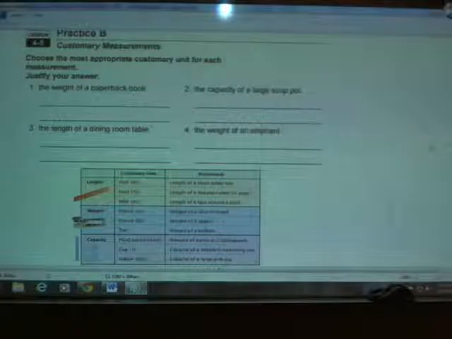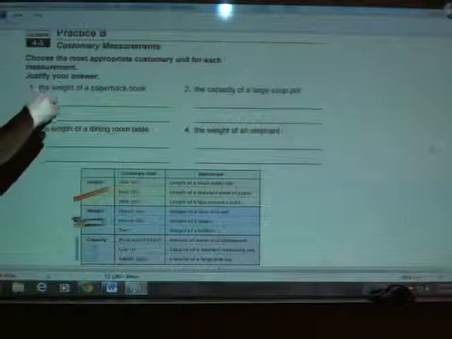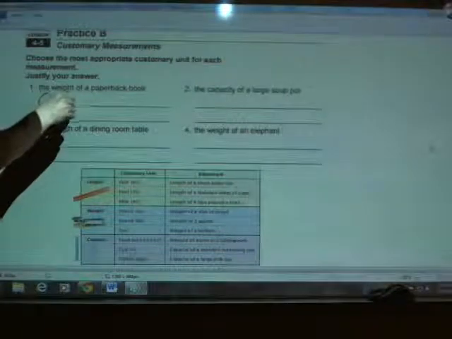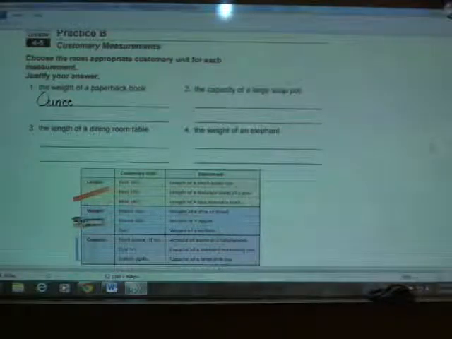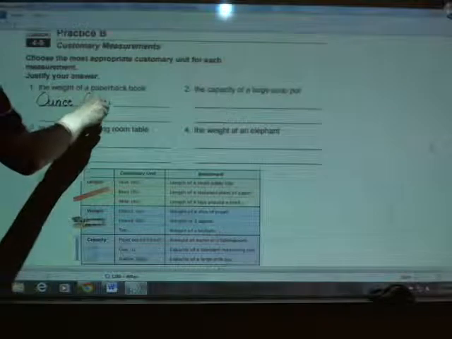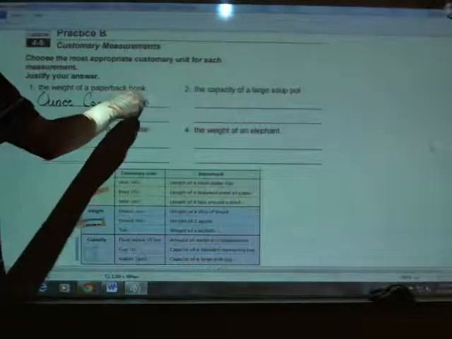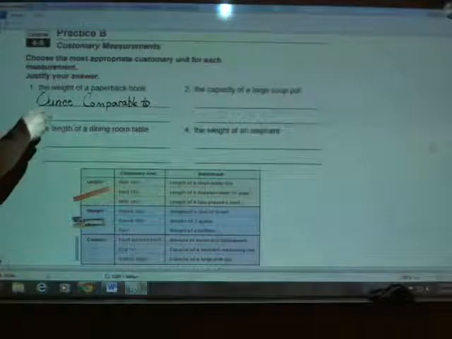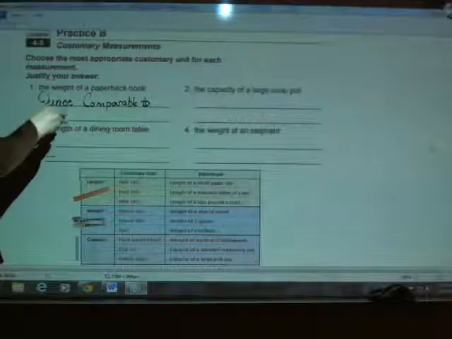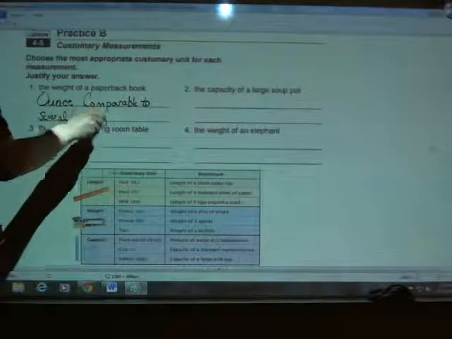Yes, it's more than 1, but ounces is probably going to be the best way to weigh a paperback book. Ounces because it's comparable to several slices of bread. If we want to, we could maybe even say, in parentheses, or many slices of bread.